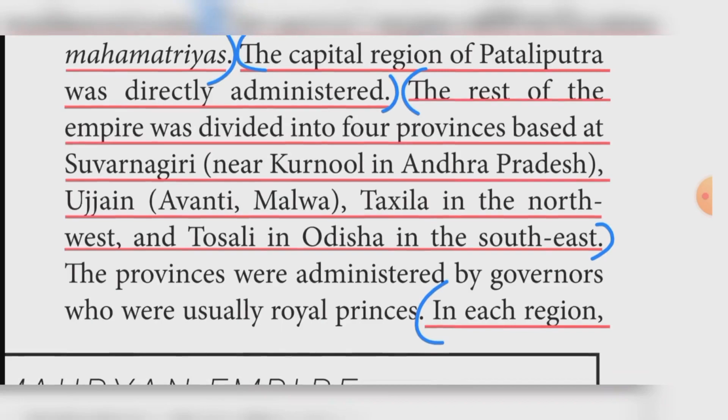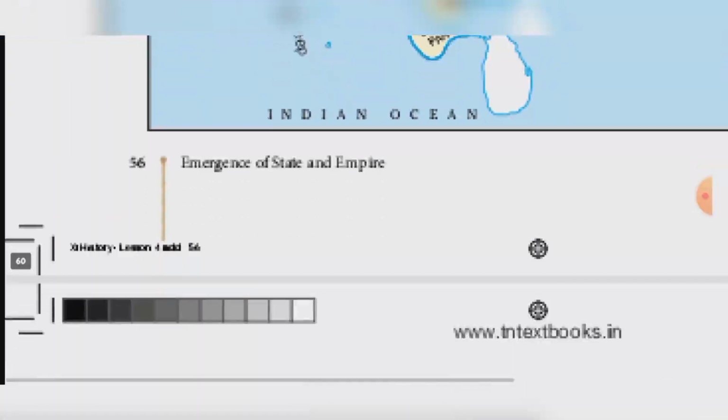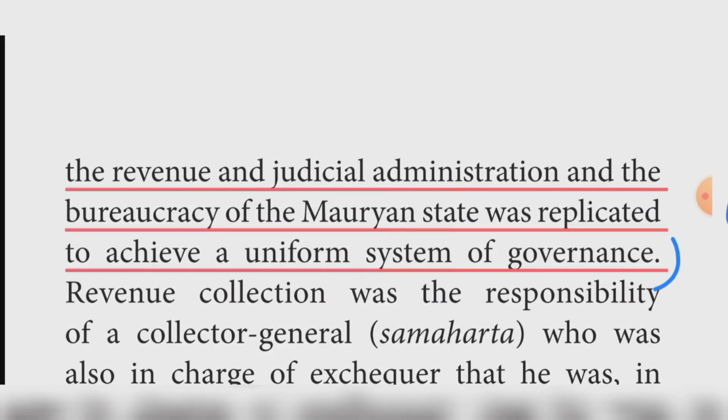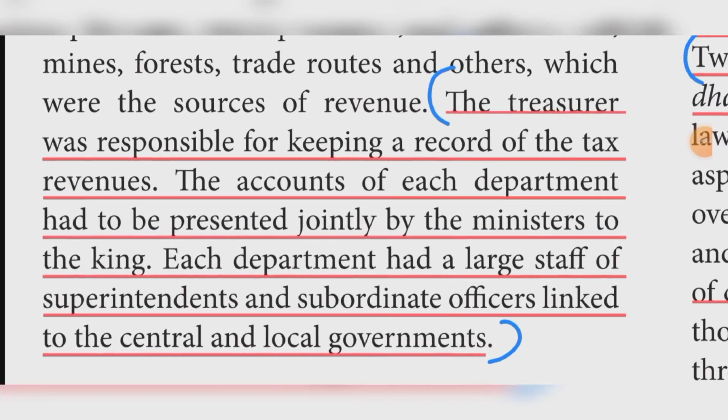Okay, write this. Next, in each region, the points are here, starting from here and continuing on the next page. In each region the revenue and judicial administration and the bureaucracy of the Mauryan state was replicated to achieve a uniform system of governance. Next, the treasurer was responsible for keeping a record of the tax revenues. The accounts of each department had to be presented jointly by the ministers to the king. Each department had a large staff of superintendents and subordinate officers linked to the central and local governments.